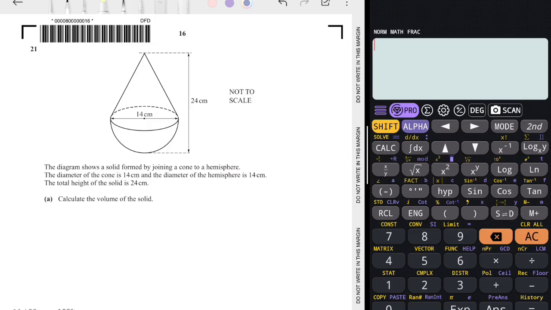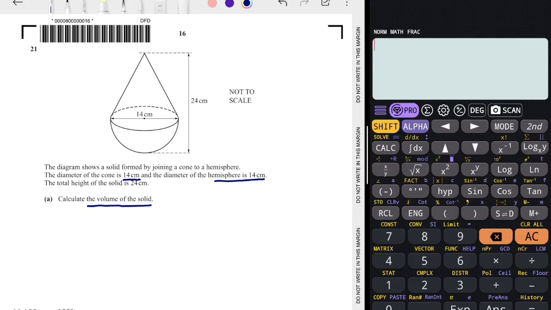Question number 21. The diagram shows a solid formed by joining a cone and a hemisphere. The diameter of a cone is 14 centimeter and the diameter of hemisphere is 14 centimeter. Calculate the volume of solid. Student, this is a combined shape and we have to find out the volume. As the solid consists two parts, the upper one is cone and lower is hemisphere.